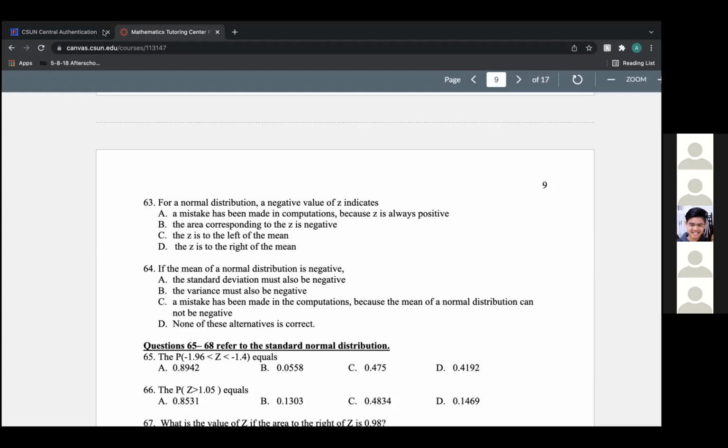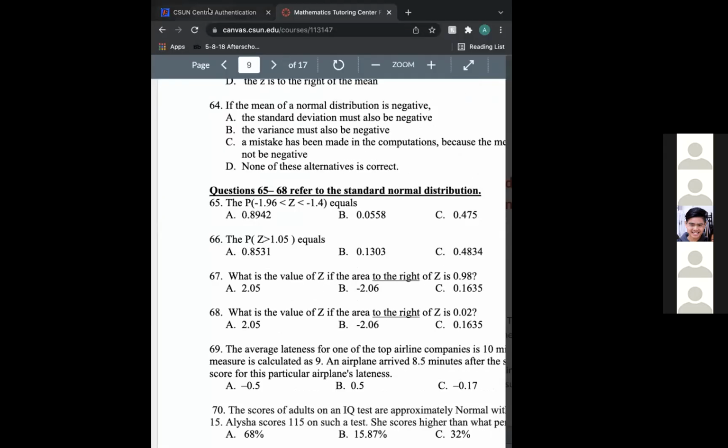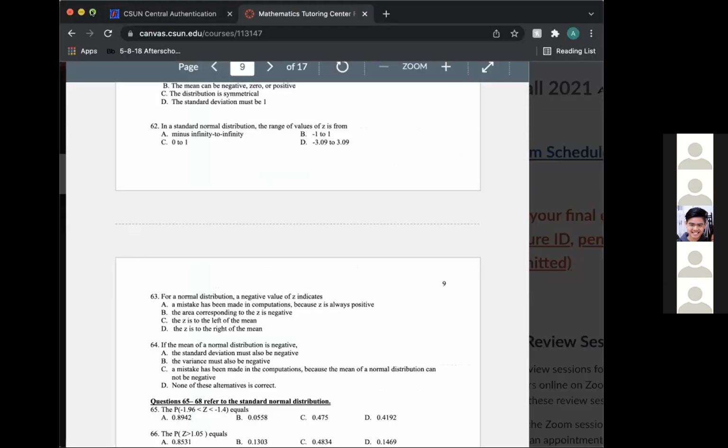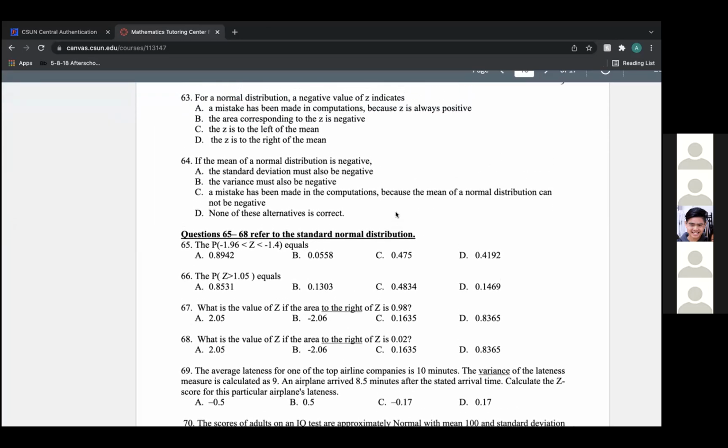64. If the mean of a normal distribution is negative, A, the SD must also be negative, true or false? False. We saw earlier that the SD is greater than or equal to 0, so that can't be true. B, the variance must be negative, true or false? False. Why must it be false? Because it's always positive. It is the square of the standard deviation. Variance is always positive.